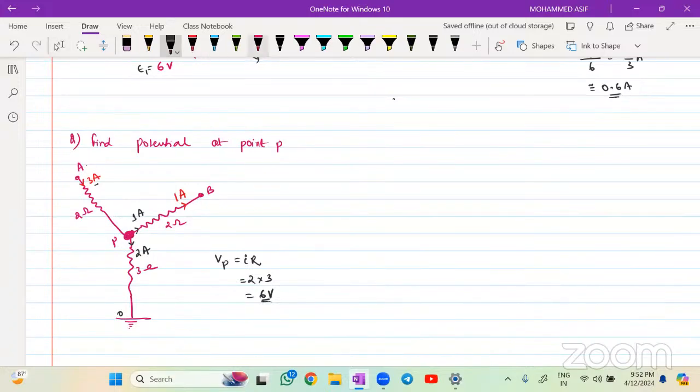Sure. One more question. See here, if the galvanometer does not show any deflection, that means the current through the galvanometer is equal to 0.